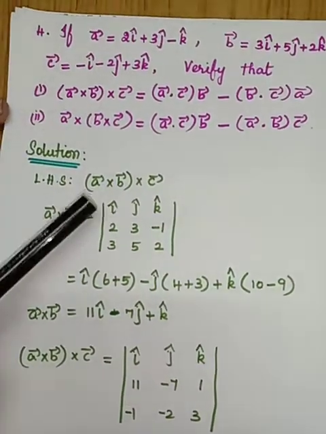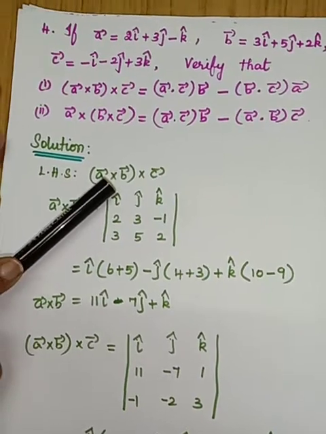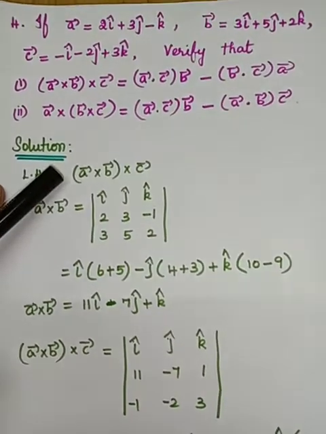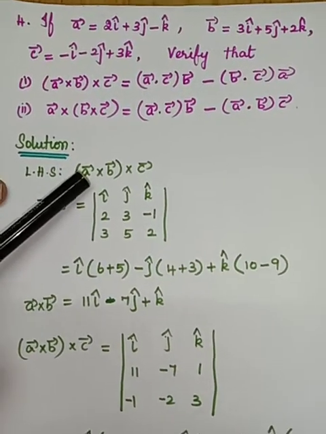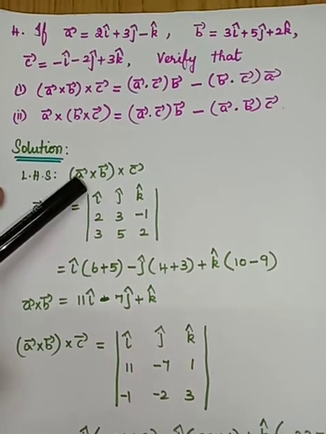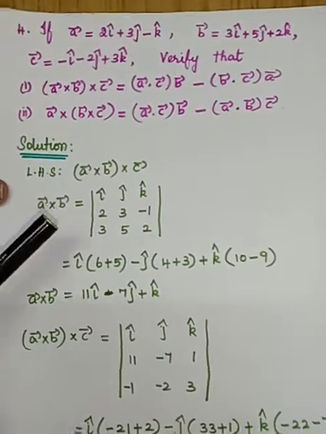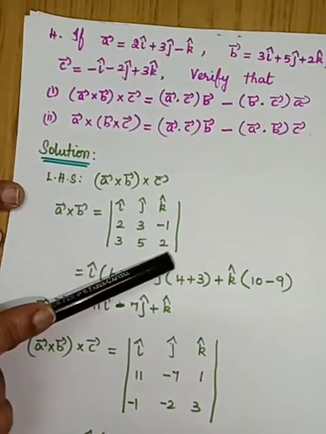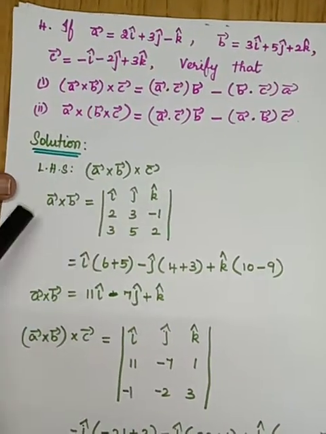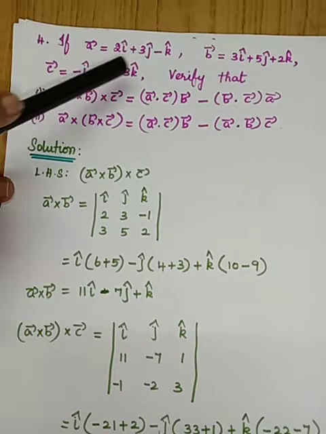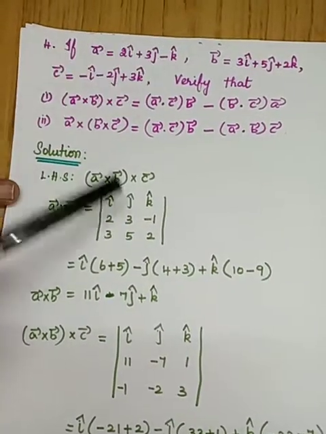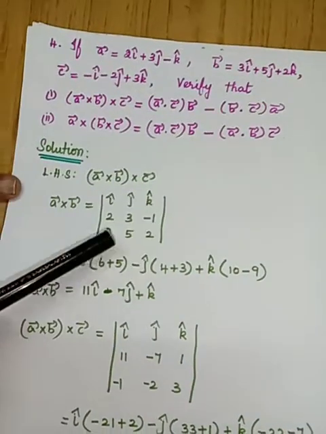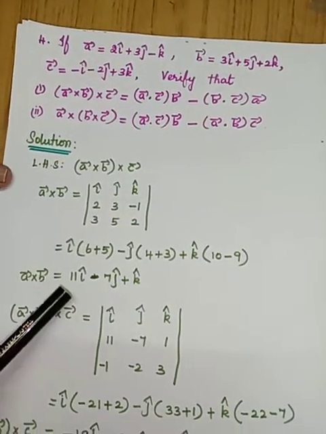In the left hand side what we are having? A vector cross B vector cross C vector. So how to evaluate this? First you have to evaluate the vectors which are within the bracket. So I will consider A vector cross B vector. How to evaluate the cross product? It is nothing but the determinant I, J, K, and you have to write the components of A vector. So it is 2, 3, minus 1. Then the components of B vector 3, 5, 2. So if you expand by R1, you will get this answer.